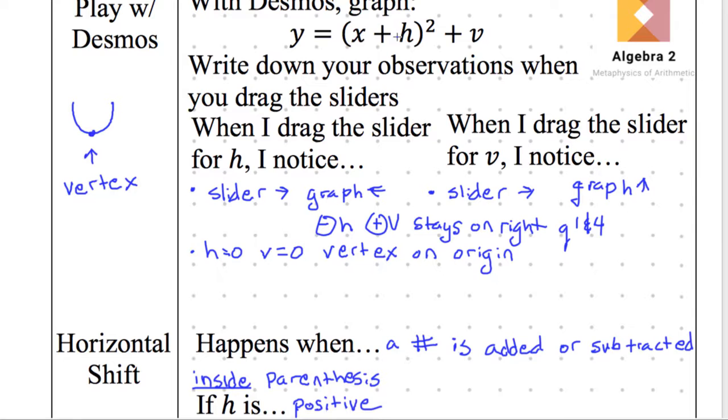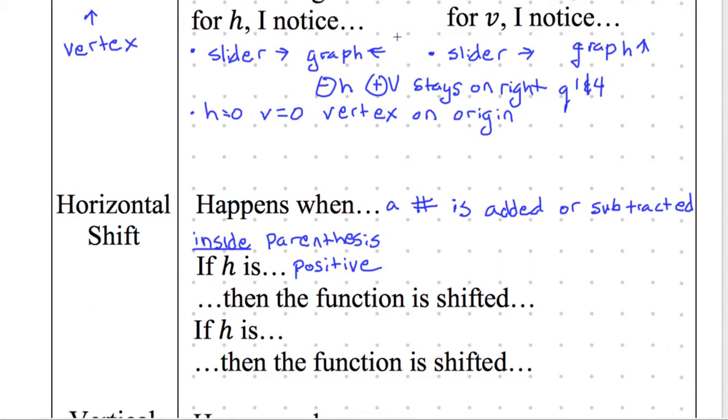So if h is positive, then the function is shifted which direction? Left, right, up, down? Anyone want to take a guess? Quiet raised hand. Stego? Left. Left. What do we think? Thumbs up, thumbs down. When it's positive, does it go left? You're either doing thumbs up or thumbs down, thumbs in the middle if you're not quite sure. Yeah, that's correct. So when it's positive, it goes left. It's like the opposite. It's weird, right?